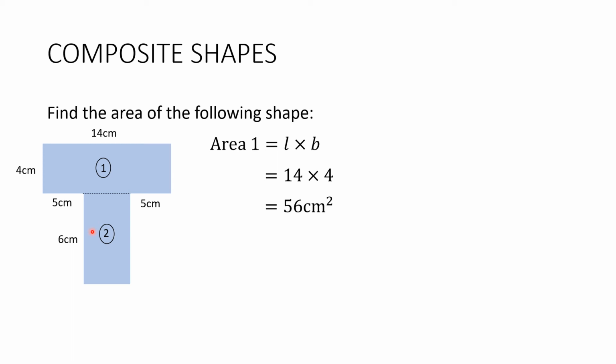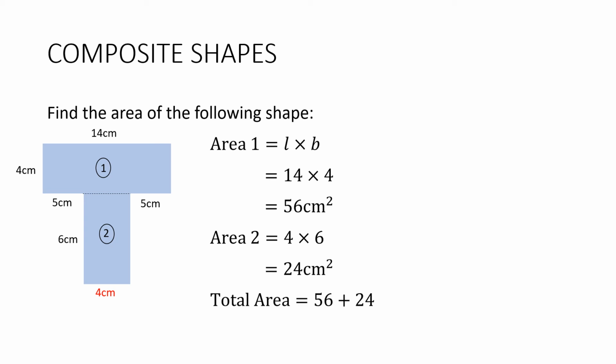Now let's look at area 2. We don't have enough information. We know the width or the breadth is 6, but we don't know this measurement here. Let's see if we can figure it out. Along the top here we've got 14 centimeters, and then here we've got 5, and here we've got 5. What's this missing measurement here? It has to be 4, doesn't it? So our length is 4 centimeters. Into the formula, 4 times 6 is 24 centimeters squared. We need to add those 2 areas together, and we end up with 80 centimeters squared.